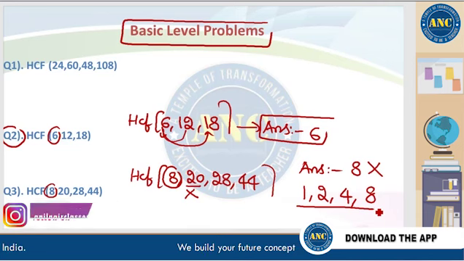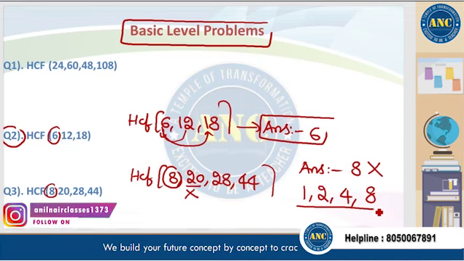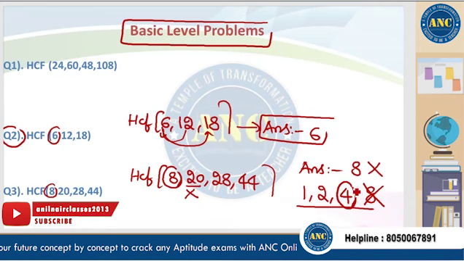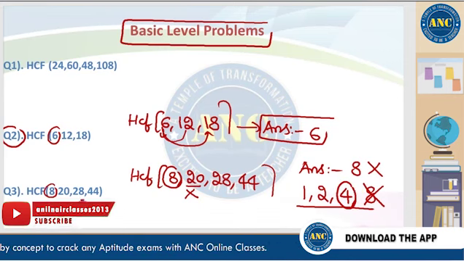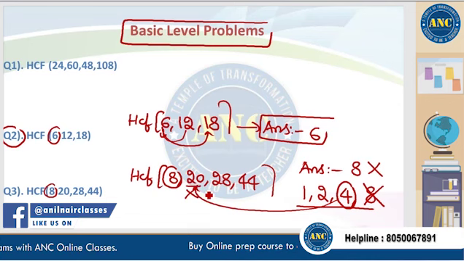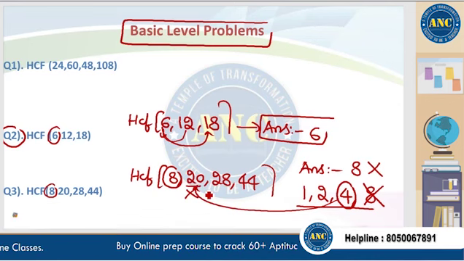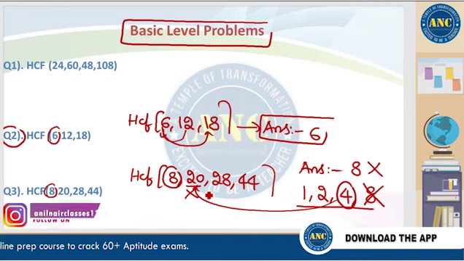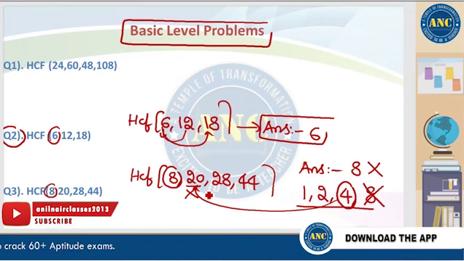So 8 will not divide 20. 8 will not divide 28. So 8 is eliminated. What is the next highest factor? 4. Does 4 divide 20? Yes, 4 5s are 20. Is 28 divisible by 4? Yes, 4 7s are 28. Is 44 divisible by 4? Yes. So the answer is 4.